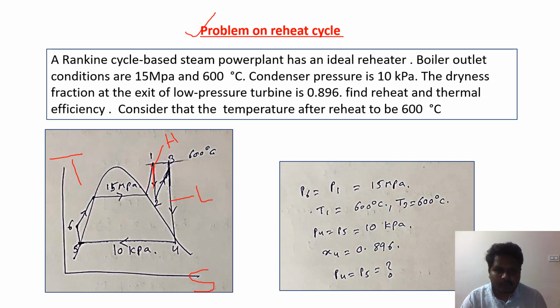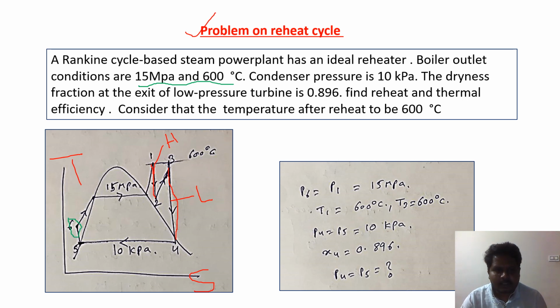Here the process 1 to 2 is isentropic expansion through the high pressure turbine. The process 3 to 4 is isentropic expansion through the low pressure turbine. Here in the problem they have given that boiler outlet conditions are 15 megapascal and 600 degrees centigrade.